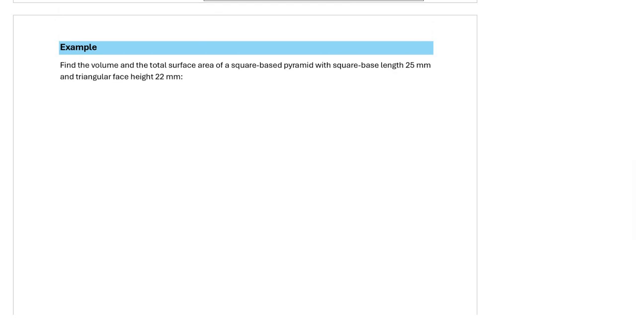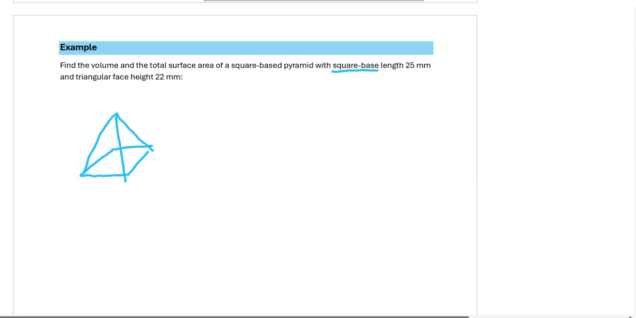We know that the first thing that you do should be to draw a diagram, like a little sketch. Doesn't have to be perfect. It's really nice to visualize things. So it's a square-based pyramid. So you do your best to draw a square-based pyramid. And then you label the sides. So we're given the base length is 25, so it's 25 here. And then triangular face height. So not the slant, not the height of the pyramid, but the triangular face height.